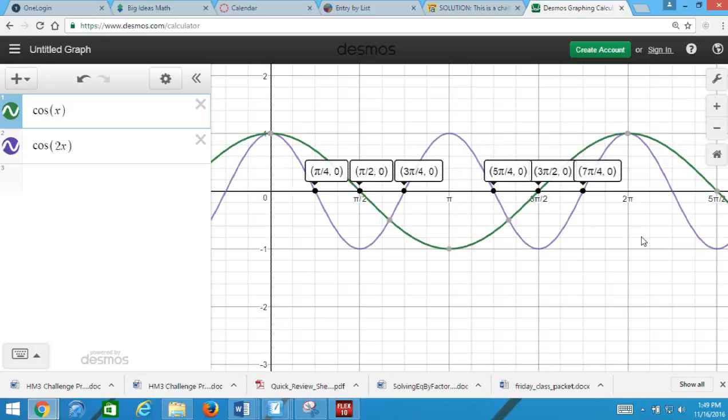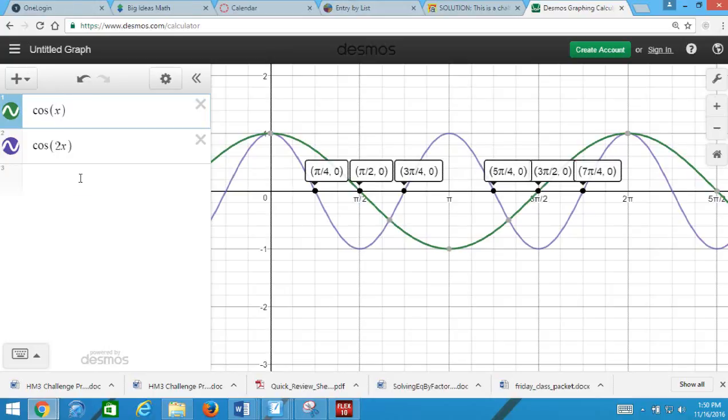We had 2, but because we put that 2 in there, it affected the period, and it took this spring shape, this accordion, and squished it together. It made a horizontal shrink. So we now have more of the graph in the same location. Double the amount of graphs. So now there's double the amount of x-intercepts. I'll talk about that in a moment.